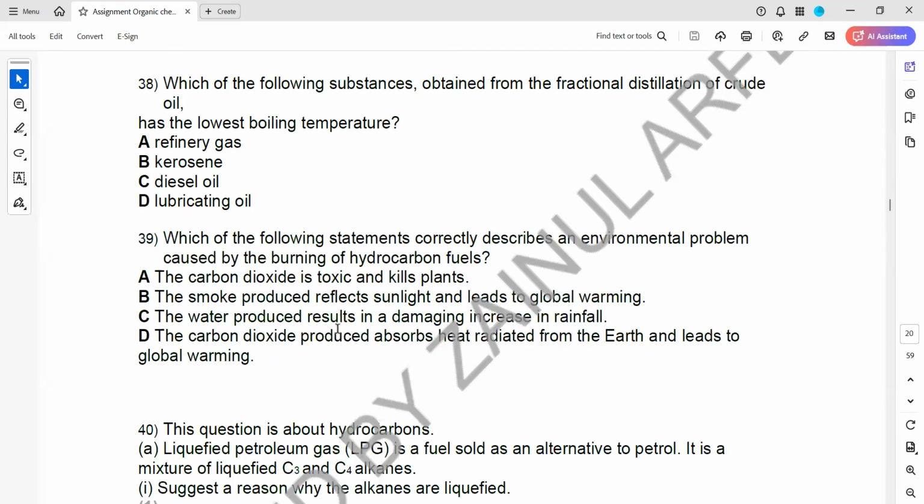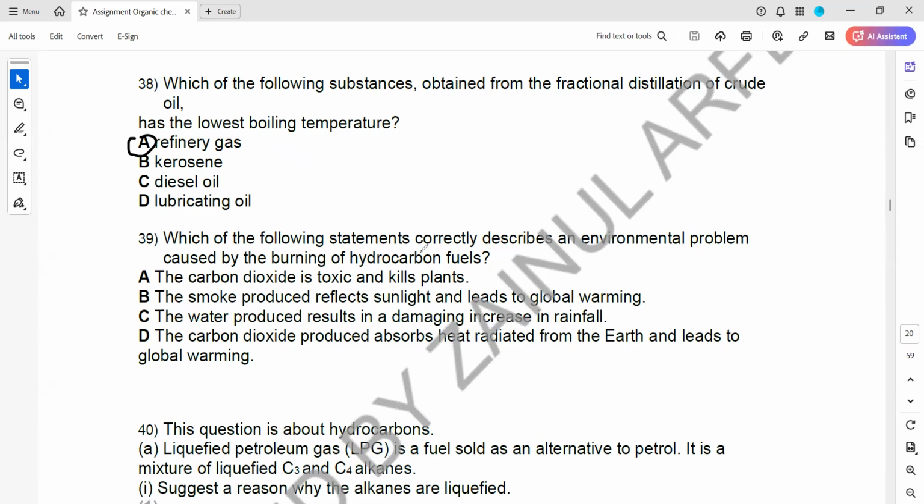In question 38, which of the following substances obtained from the fractional distillation of crude oil has the lowest boiling temperature? The lowest boiling temperature depends on the number of carbon atoms. The refinery gases are gases at room temperature, so they have a low boiling point. It means they will have the lowest number of carbons, because as the number of carbons increases, the boiling point also increases.